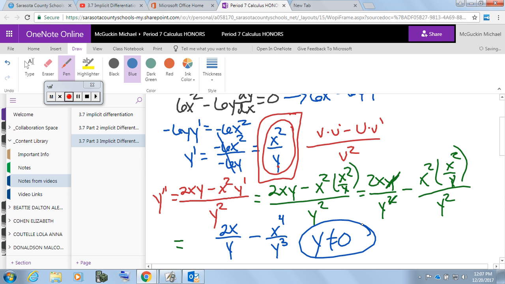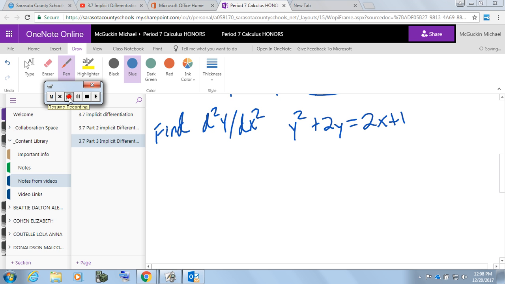Alright guys, if you will try one on your own just to give it a shot, as we wrap things up in implicit differentiation, and we'll look at it first thing tomorrow.